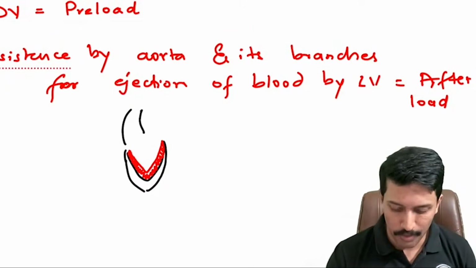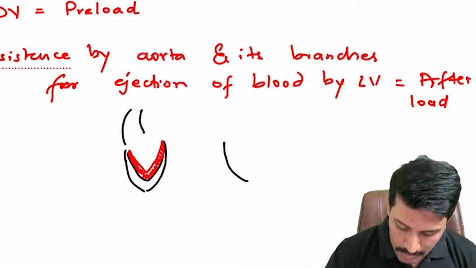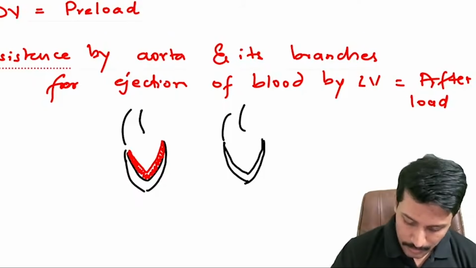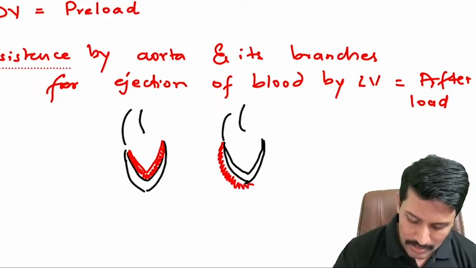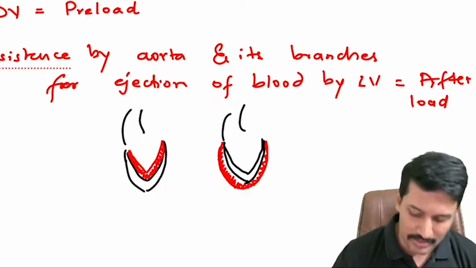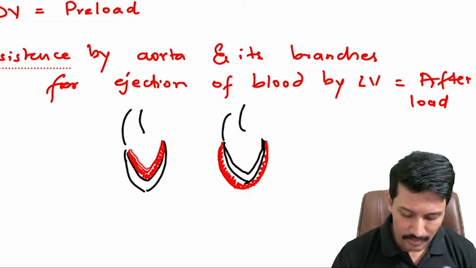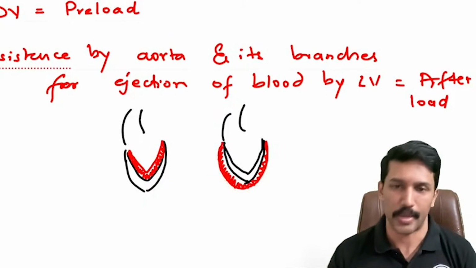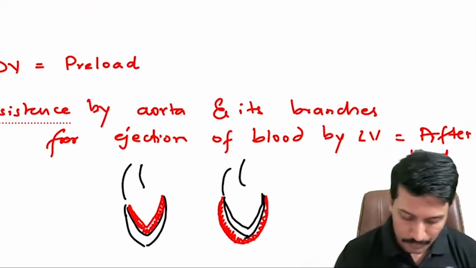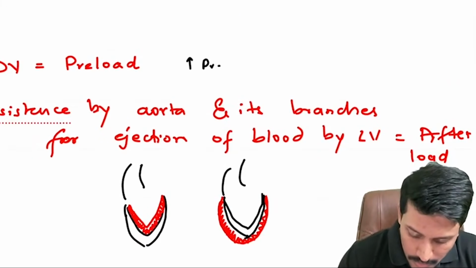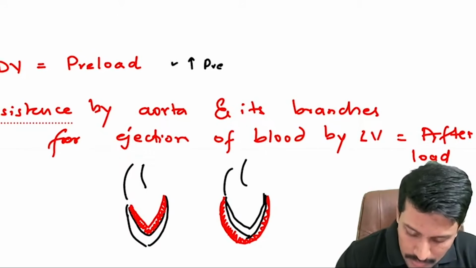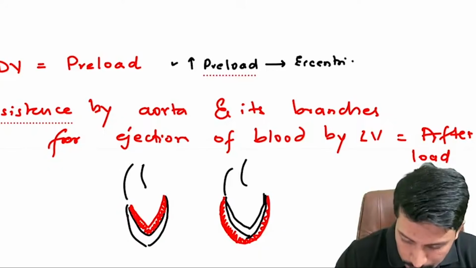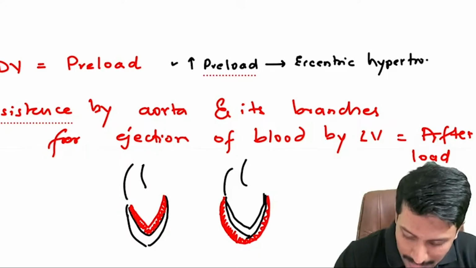In eccentric hypertrophy, the muscle mass gets added outside. So if this is the ventricle we are looking at, the muscle mass gets added outside. In both cases, the thickness of the left ventricular muscle mass is increased. But in concentric, the outer dimension of the ventricle is not changed. In eccentric, the outer dimension is changed. It appears big. So you should note that increased preload results in eccentric hypertrophy. Preload means end diastolic volume.